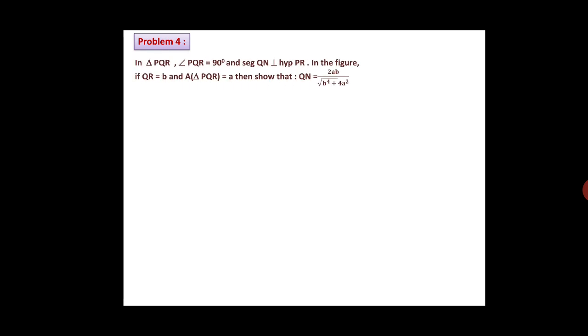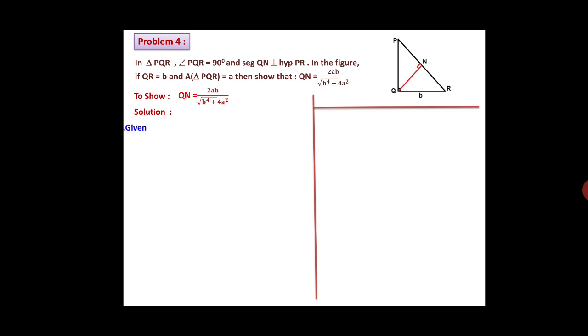So in triangle PQR, angle Q is 90 and QN is perpendicular to hypotenuse PR. In this figure, if QR is equal to b and area of triangle PQR is equal to a, then we have to show that QN is equal to twice of ab divided by under root b to the fourth plus 4 times a square. This we have to show. Let us try for this one also.